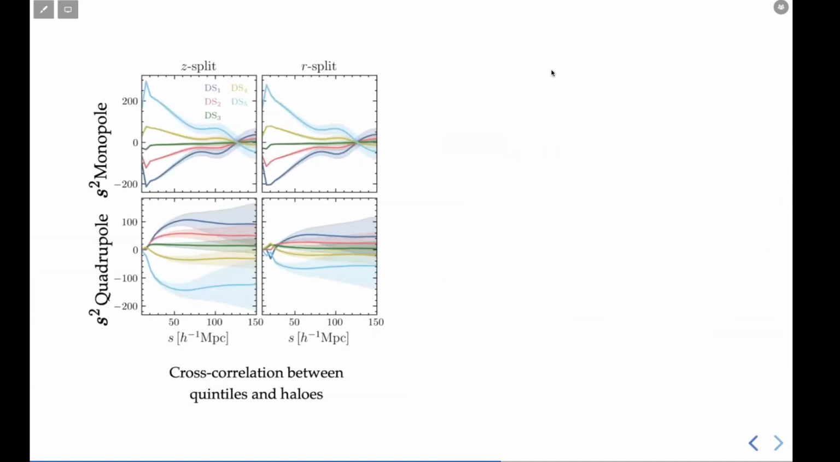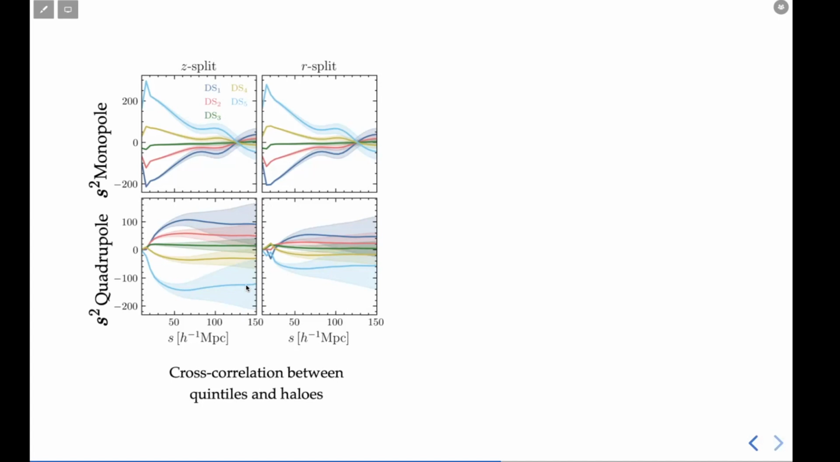Right, so how do the different statistics look? Here you're looking at the cross correlations between the random points and the dark matter halos, monopole and quadrupole. And you see here R split is what we were doing so far, using the real space positions of galaxies to determine their density. And Z split is what happens if we actually use the redshift space positions of galaxies to estimate the density and group them into quintiles. For the monopole, they are actually pretty similar. On small scales there are some differences, but they're pretty similar. But the quadrupole is really very different.